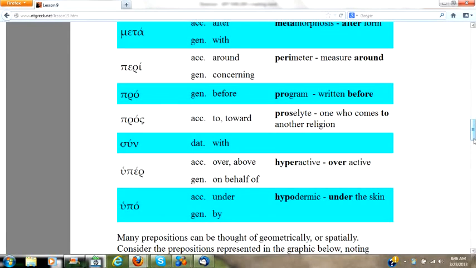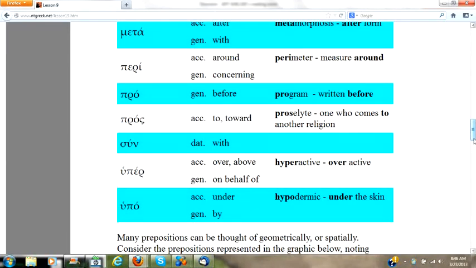Pro is used with the genitive case and means before. Don't confuse this with pros, which is used with the accusative case and means to or toward. Sun is used with the dative case and means with. Huper is a preposition whose object may be accusative or genitive. When the object is accusative, huper means over or above. When the object is in the genitive case, huper means on behalf of.